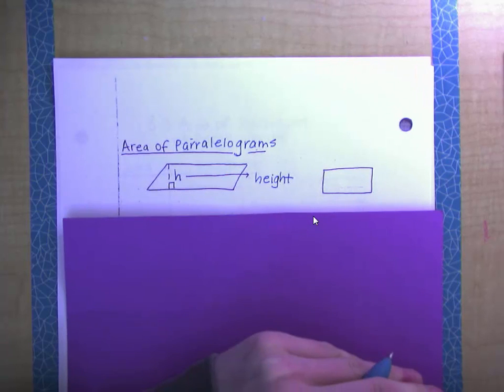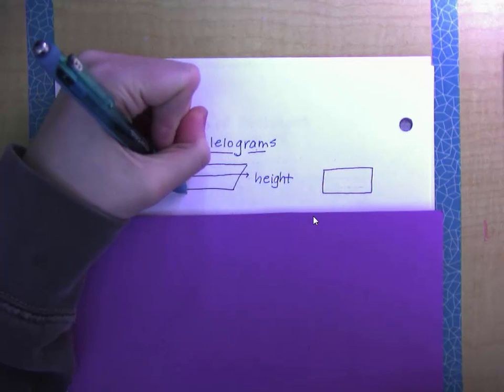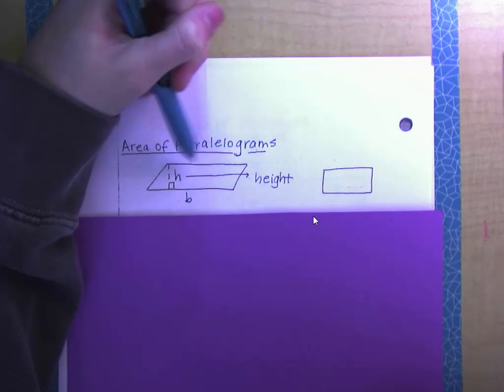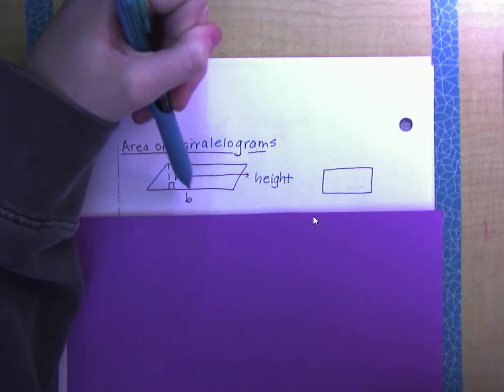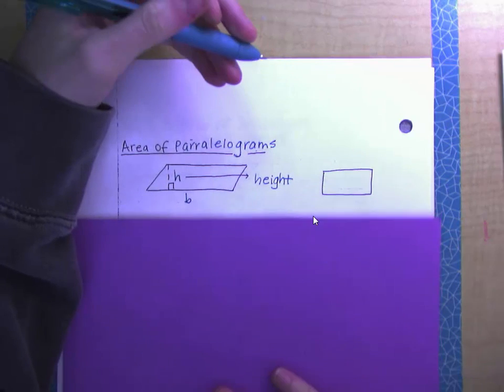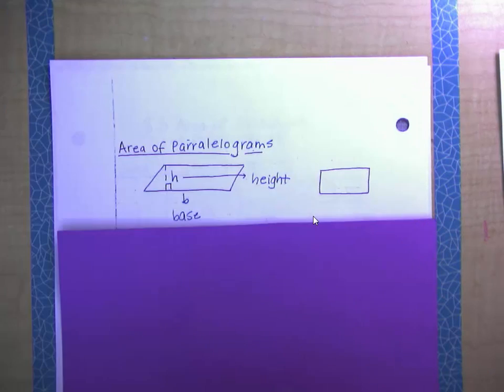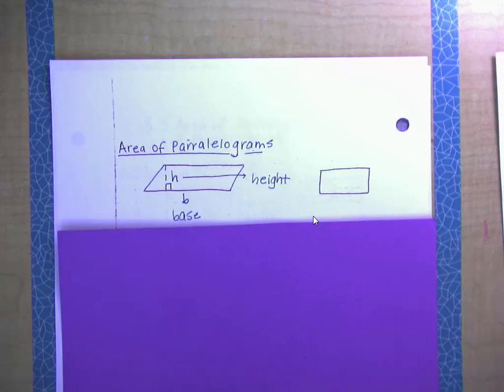That dotted line will represent our height. And then the two sides, the longer of the two sides, are going to represent your base, and they should be the same length. Okay? So that bottom side, or the longer of those parallel sides, is going to be the base.